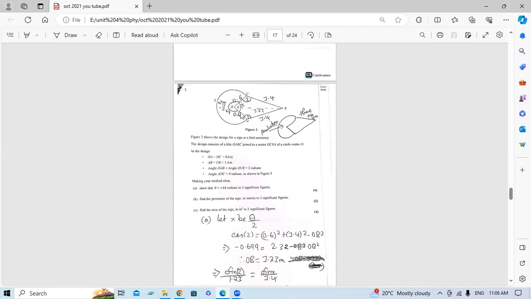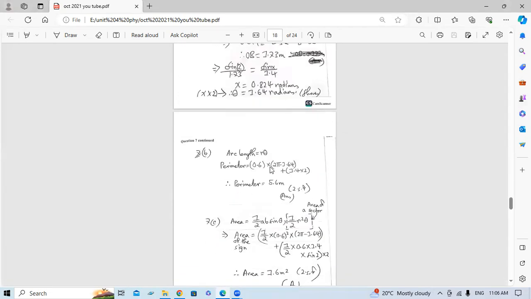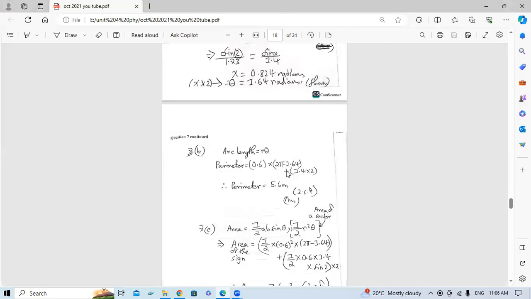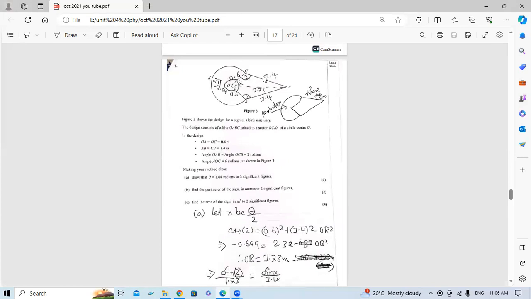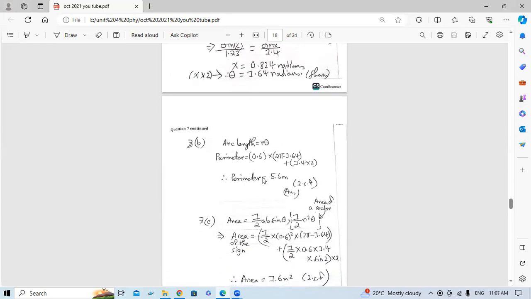The entire circle is 2 pi, so the angle will be 2 pi minus theta, where theta is 1.64. So 0.6 into (2 pi minus 1.64), plus 1.4 into 2 for these two sides. And the entire perimeter will be this, and the perimeter value will be 5.6 meter in 2 SF, two significant figures.